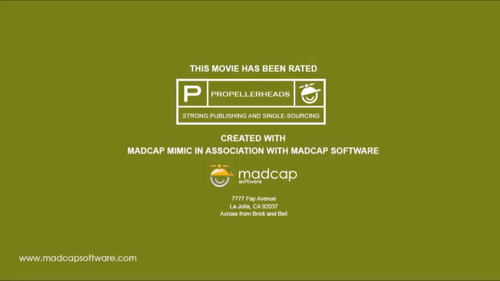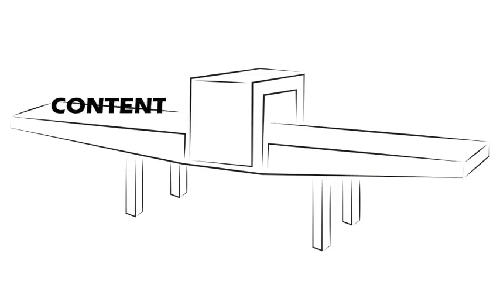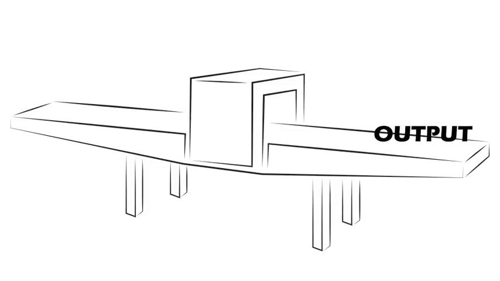You can add as many Word source documents to a DocToHelp project as you want. Then, later, when you build a target, DocToHelp will take the source documents and your various project settings, put them together, and process your output.